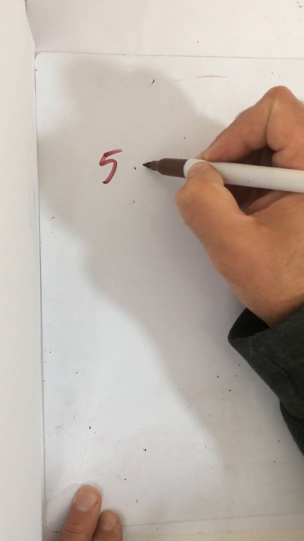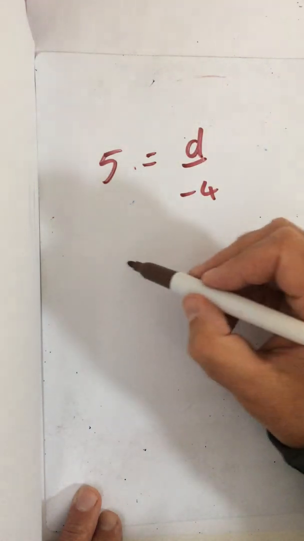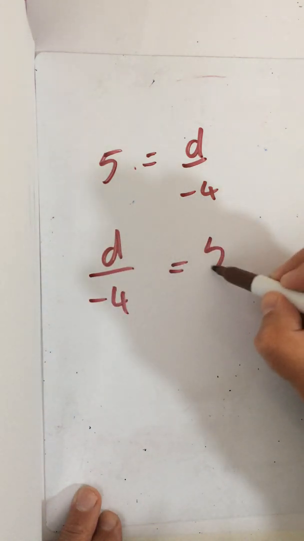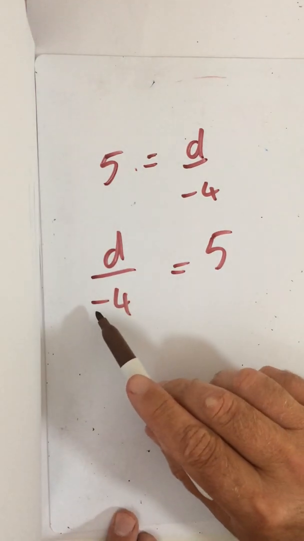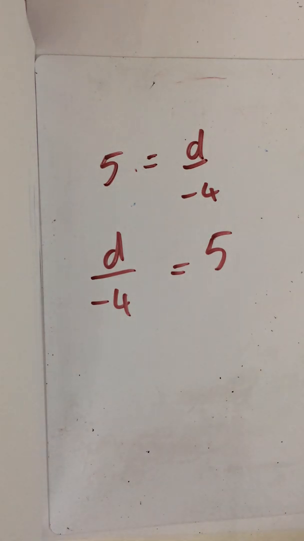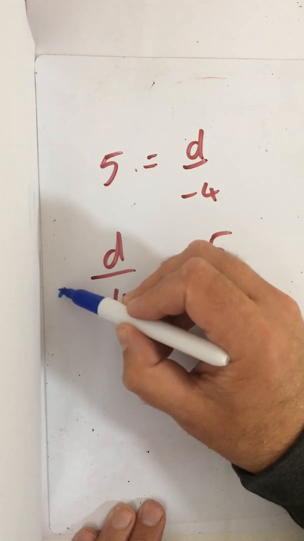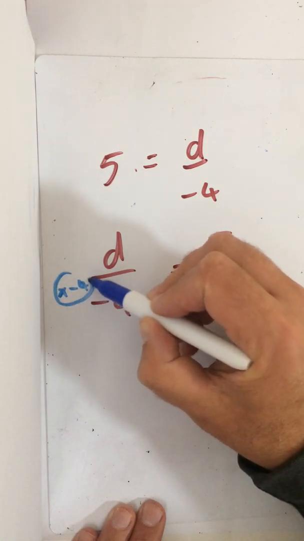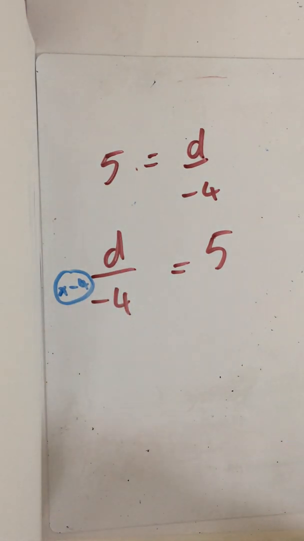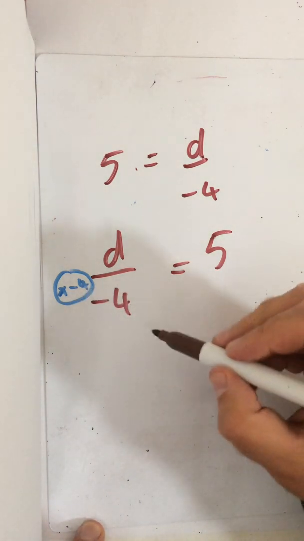5 is equal to d divided by minus 4. Okay, so let's just swap that over. I like to have d over minus 4 equals 5. I want to find the value of d, so I want to get rid of this minus 4. Because it's divided by minus 4, I'm going to times it by minus 4, because a minus times a minus is a plus, and I want this to be a positive d.